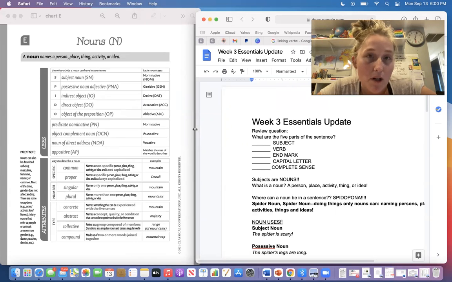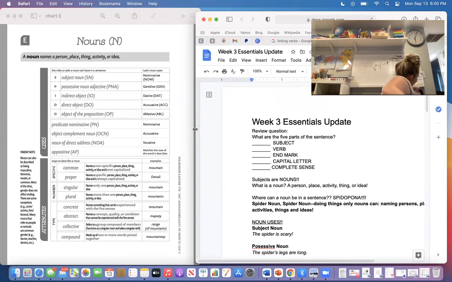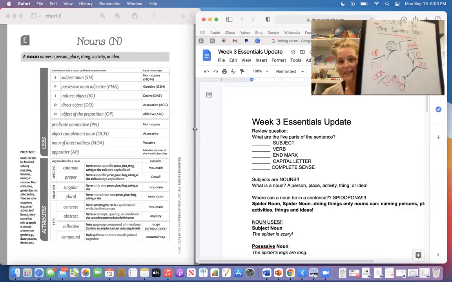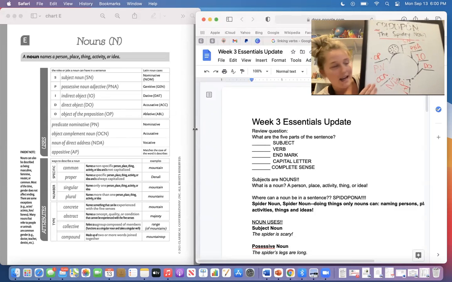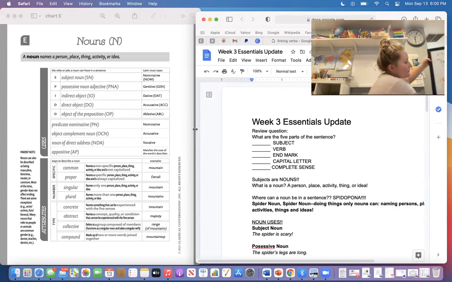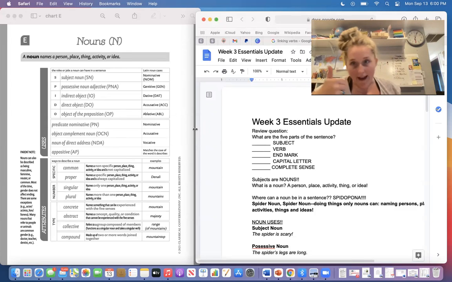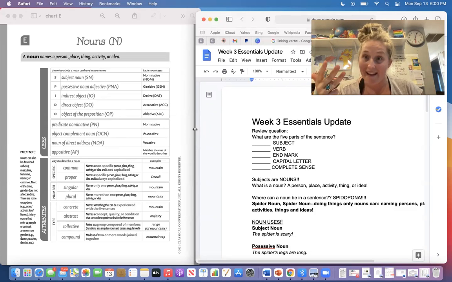I got out my special board. I actually have it right over here with me. And we did our Spidopona, our Spidey noun, okay? So our Spidey noun is going to help remind us all of the things a noun does. S-P-I-D-O-P-O-N-A. Those are the 9 different things a noun can do and how they can act, their uses.